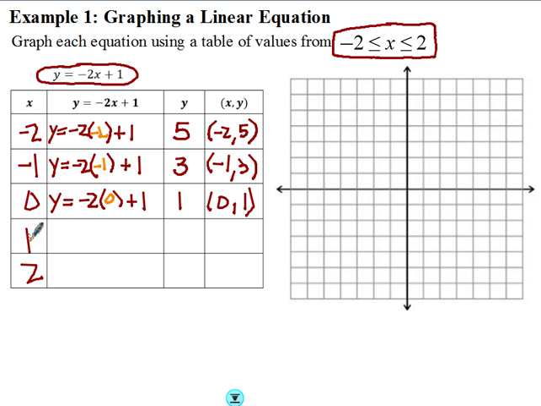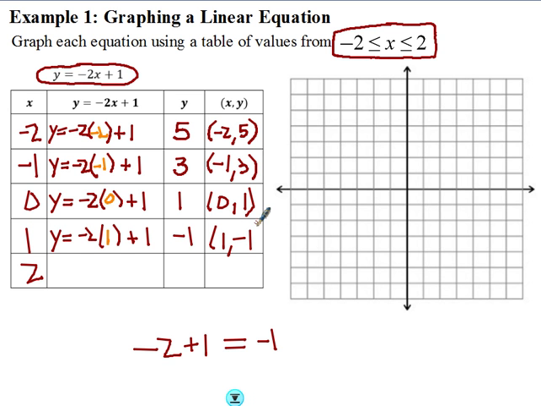Then the next one is x equals 1, y is negative 2 times positive 1. Then you're going to put plus 1. Negative 2 times positive 1 is negative 2. So negative 2 plus 1. If I do it here, different signs. That's a negative, positive, so you subtract the number. And the larger one is negative, so negative 1. And our point is 1, comma, negative 1.